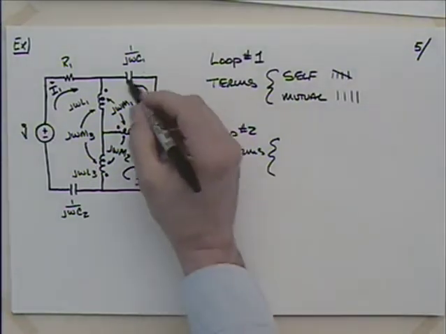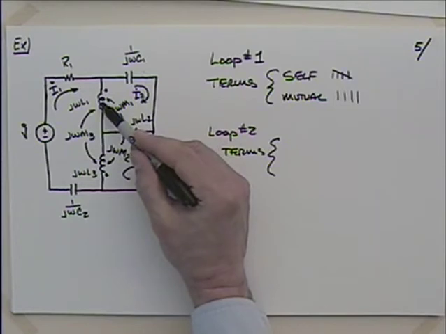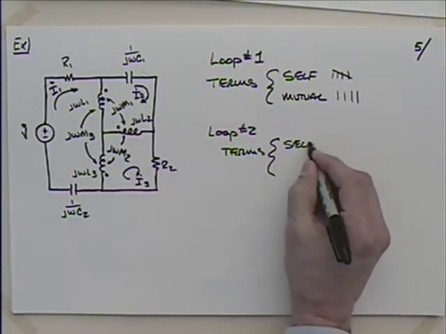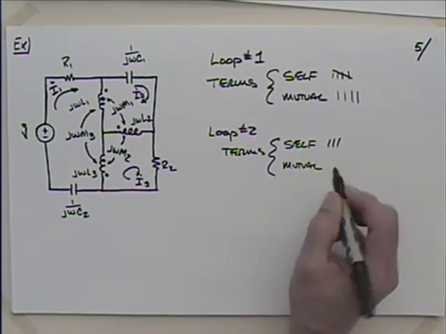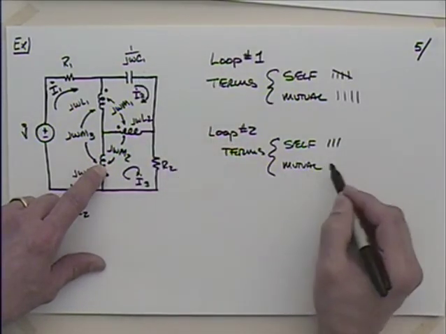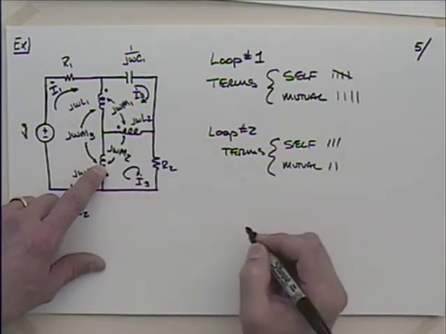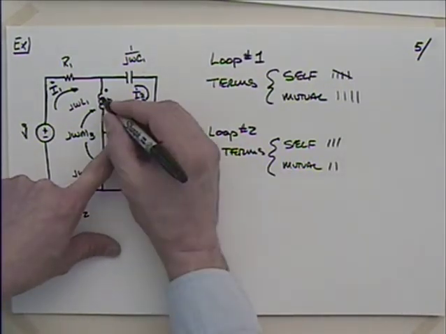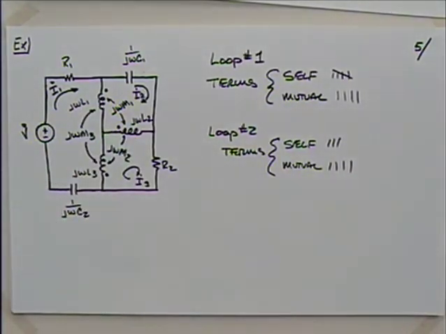Okay, loop number 2. That's this one up here. So I've got a self term there, a self term there, and a self term there, right? So self is 3. Mutual, how many mutual terms are we going to have? Well, we've got the current in here inducing a voltage there. We have the current in here inducing a voltage there. We have the current here inducing a voltage there. And we have the current here inducing a voltage there. So we still have 4 mutuals. And we could go through that for loop 3.